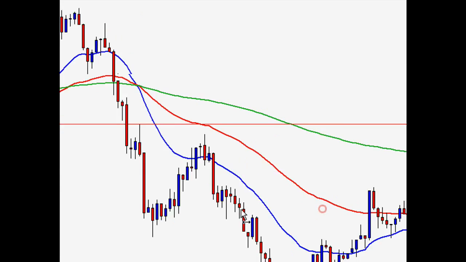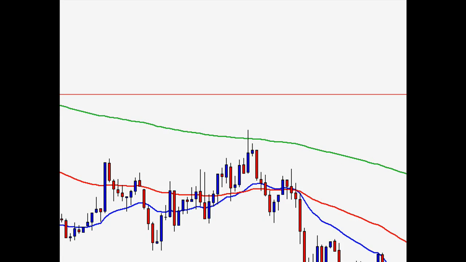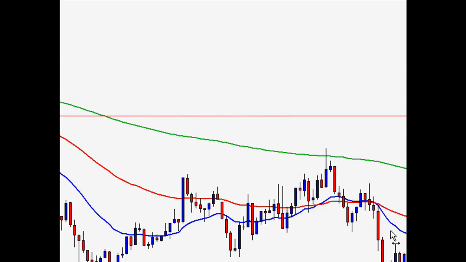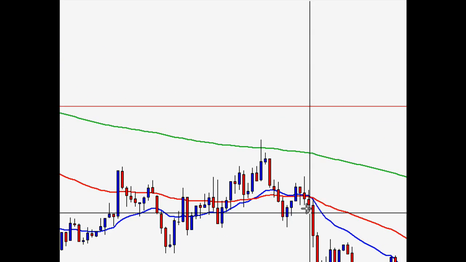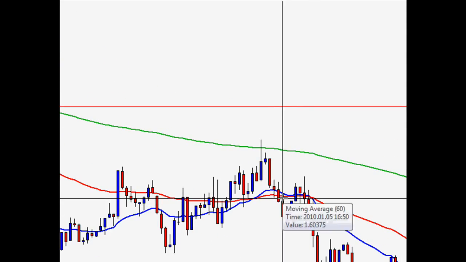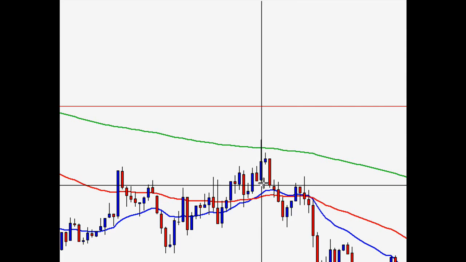One is a little bit later in the day here. This is one we took. This is a nice evening star formation. As you can see, the market overall was trending down, and then we ran into this setup here. We came up into an area of resistance, had a nice bullish candle.